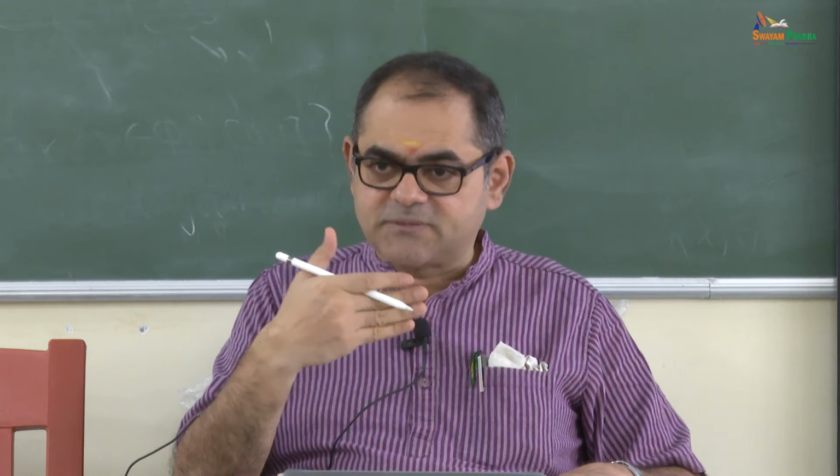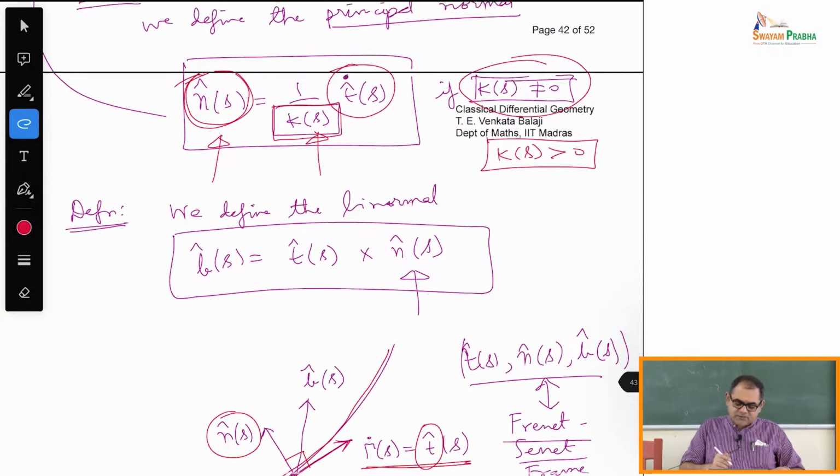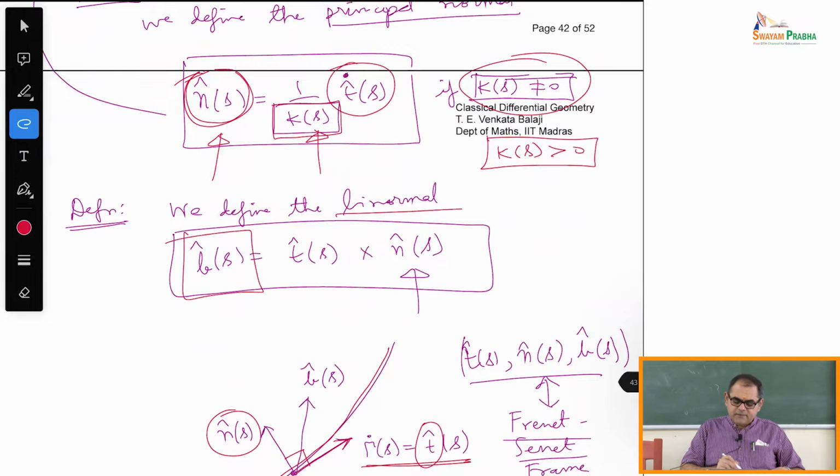Once you have the tangent direction and the principal normal, you can complete the right-handed triad to get what is called the binormal, and you get a right-handed system. So you get this binormal. It is just the unit tangent vector cross the principal normal vector, that is the binormal. And what is the picture?